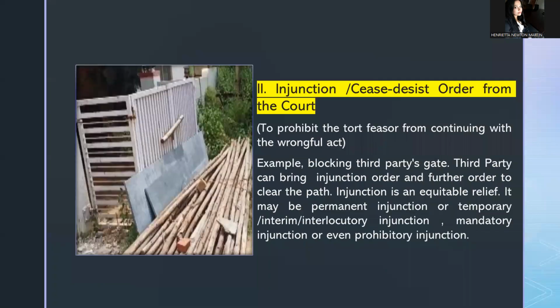Now, the next thing is injunction. What is injunction? As I said earlier, it is a cease and desist order from the court, or it's also called a stay order in lay terms. Now, what injunction does is it prohibits the tortfeasor from continuing with the wrongful act. Example, like blocking a third party's gate. The third party can bring an injunction order and a further order to clear the path. So injunction is basically an equitable relief.